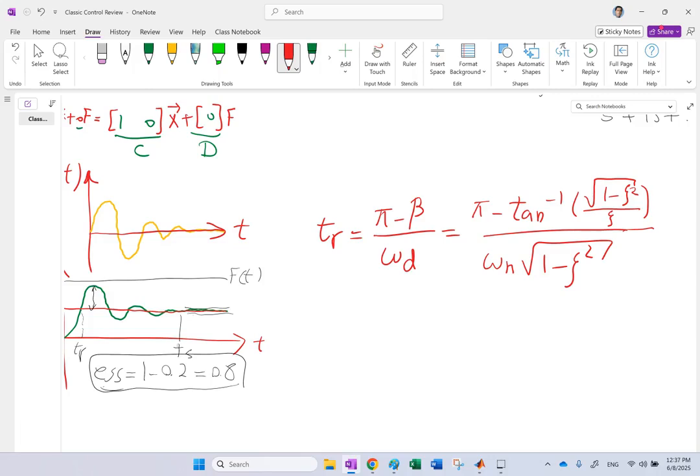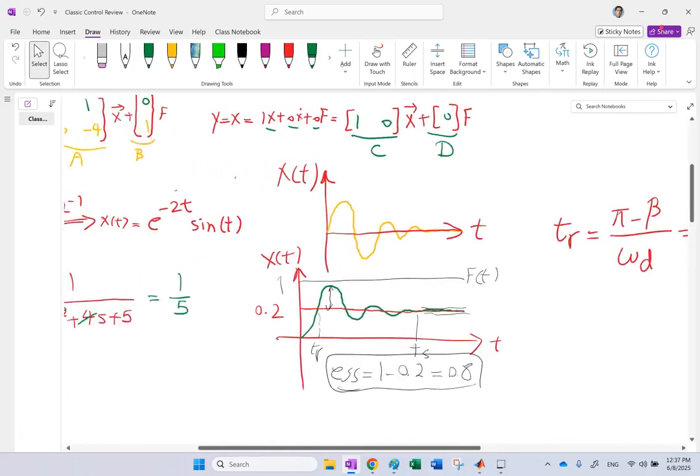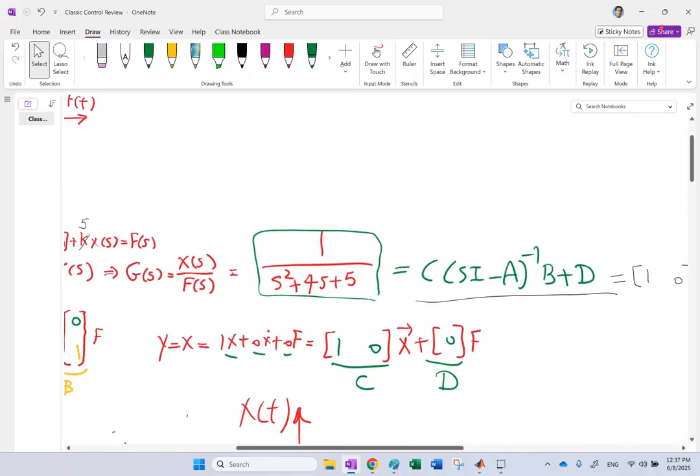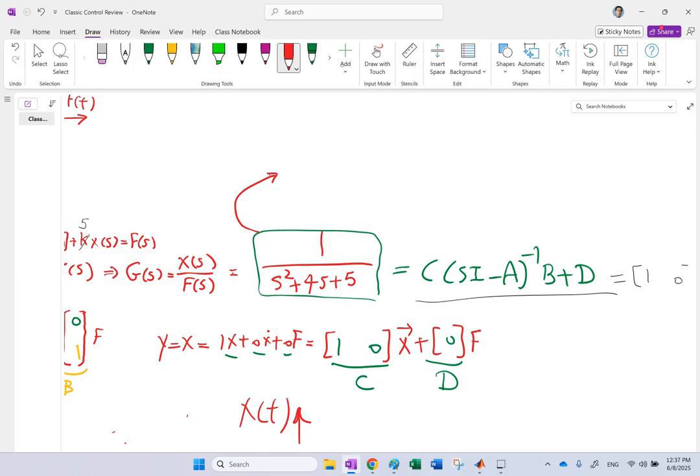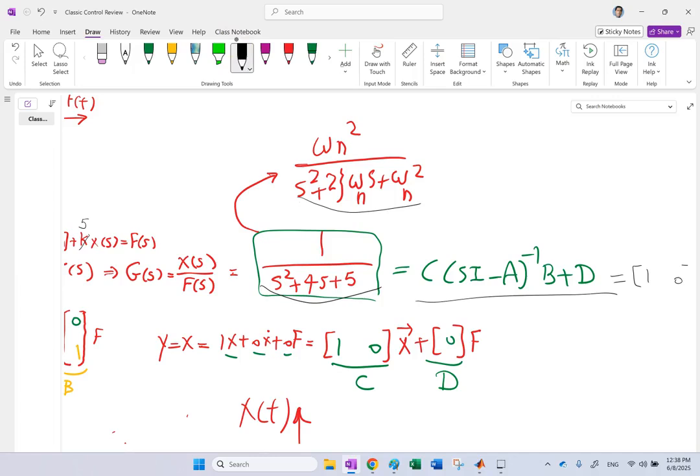So the first thing we need to do is find the zeta and omega n in this physical system. So what are they? Here we have to look at the transfer function. The standard form of a second order system, as you know, is omega n squared over s squared plus 2 zeta omega n times s plus omega n squared. You can see that the denominators are the same, the standard format. The coefficient of s squared is 1. Therefore, omega n squared is 5 and 2 zeta omega n is 4.